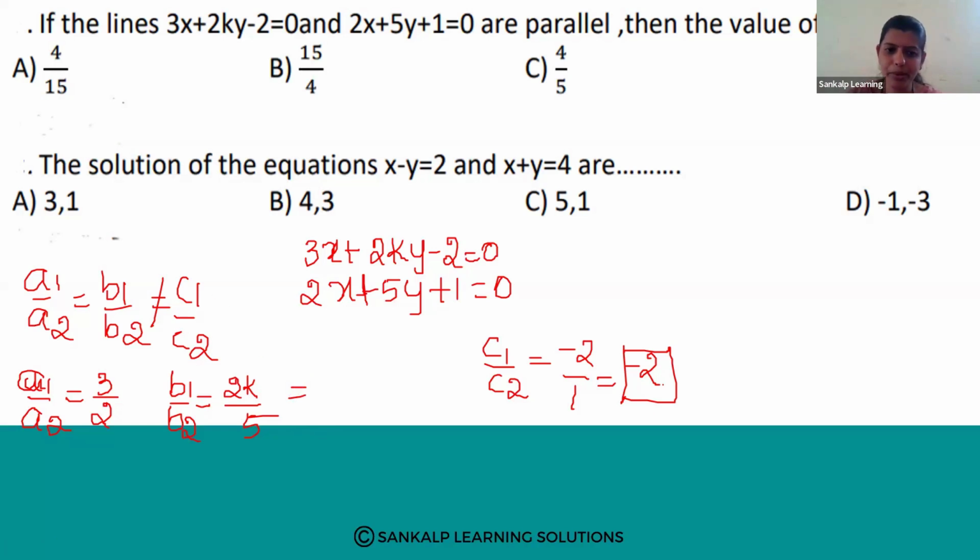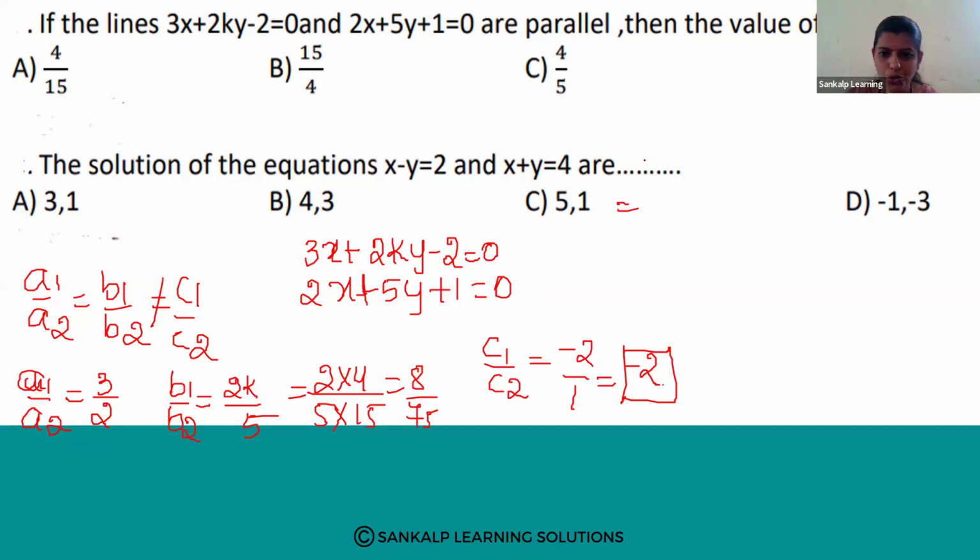First option is 4 divided by 15. When you substitute 4 divided by 15 in place of k, here 5 is there, so you will get 8 divided by 75. We need 3 divided by 2. So this is not correct. It is wrong. Next one.